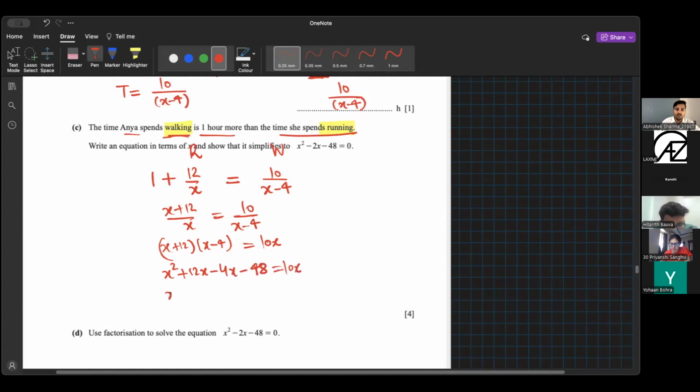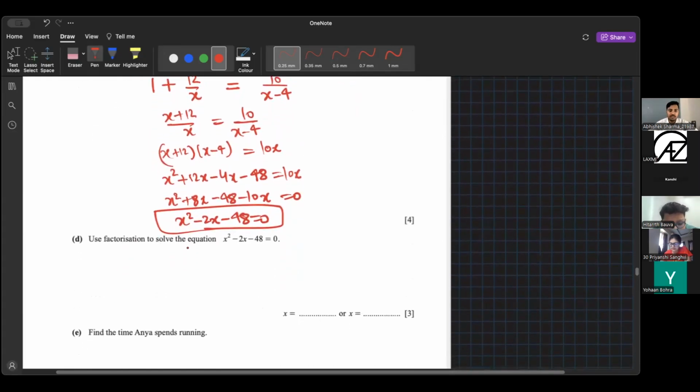So this is going to be x square plus 8x minus 48 minus 10x equals to 0. So this is going to be x square minus 2x minus 48 equals to 0. And that's the answer. Clear?